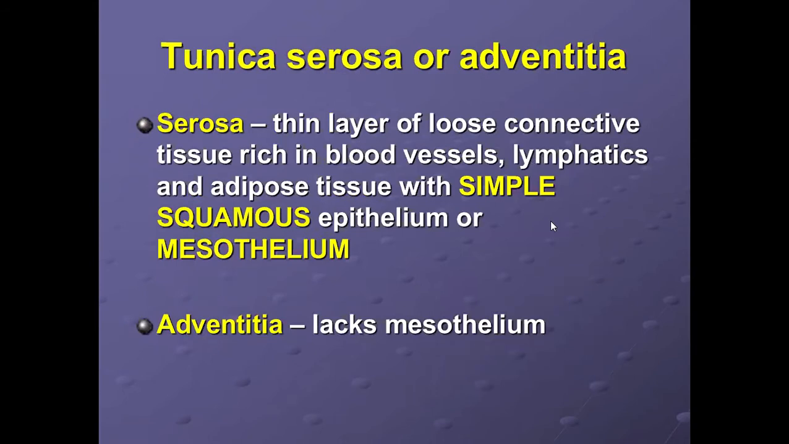You call it tunica serosa if it is a thin layer of loose connective tissue rich in blood vessels, lymphatics, and adipose tissue with simple squamous epithelium or mesothelium. If there is no mesothelium and you don't see any simple squamous, then you call it tunica adventitia.